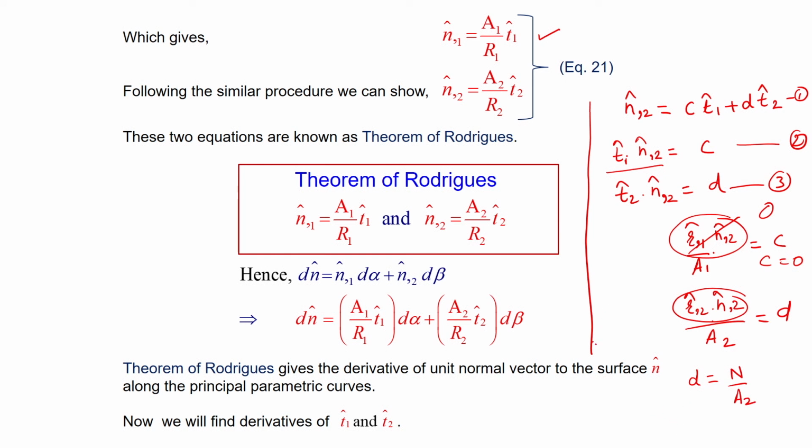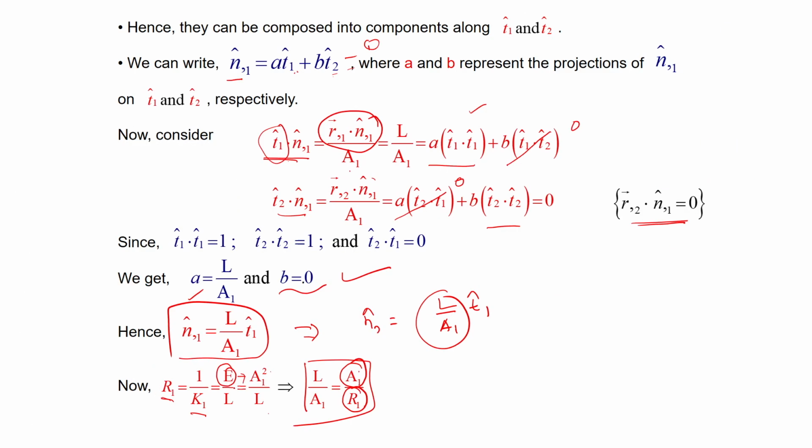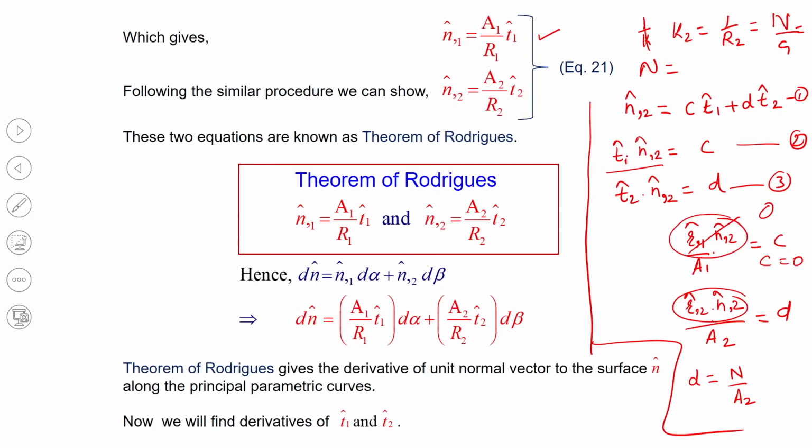Now, using the concept of K2 equal to 1 over R2, which is N by G, and from there again N can be written as F by G. So F becomes A2 square upon R2. So from there, using those concepts, we can derive that n comma 2 is A2 by R2 into T hat 2.